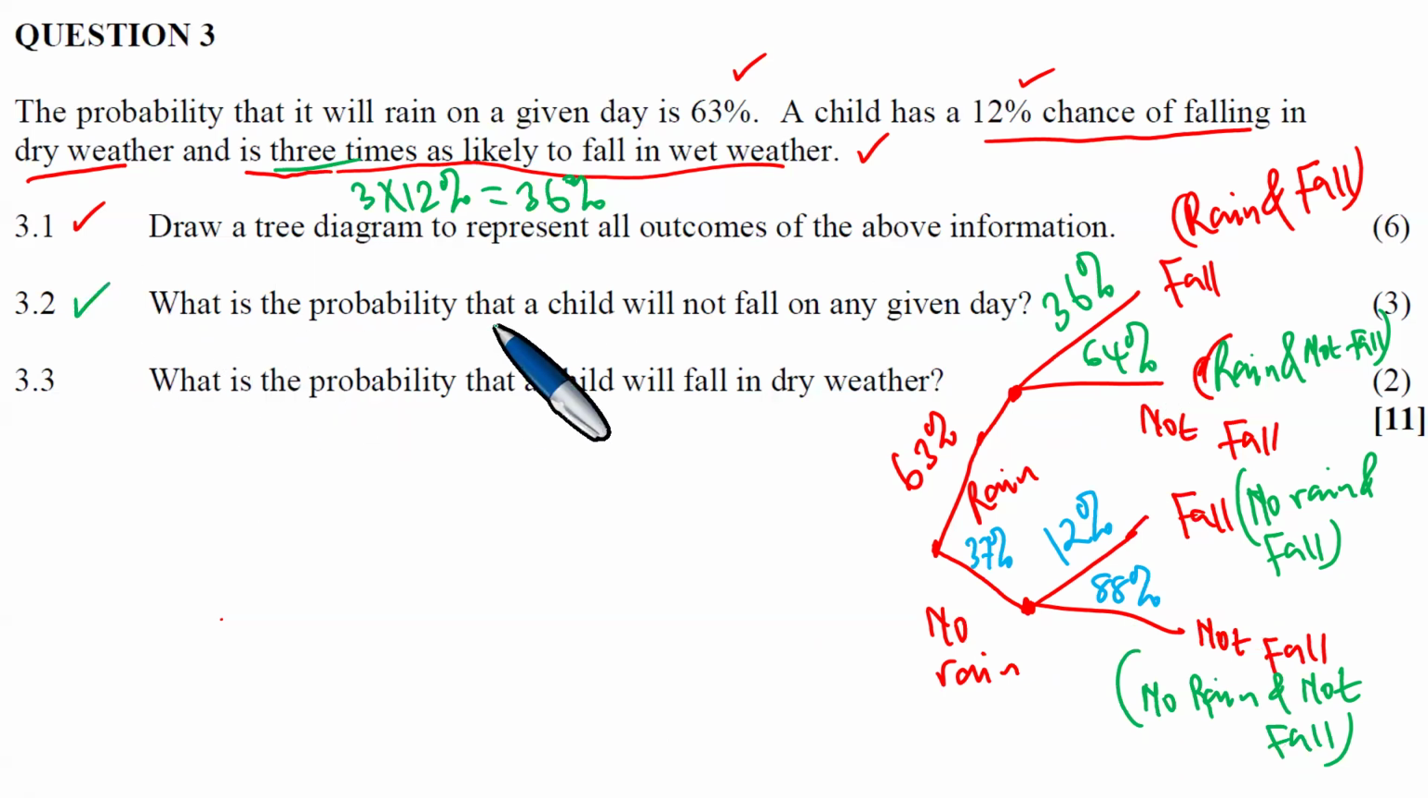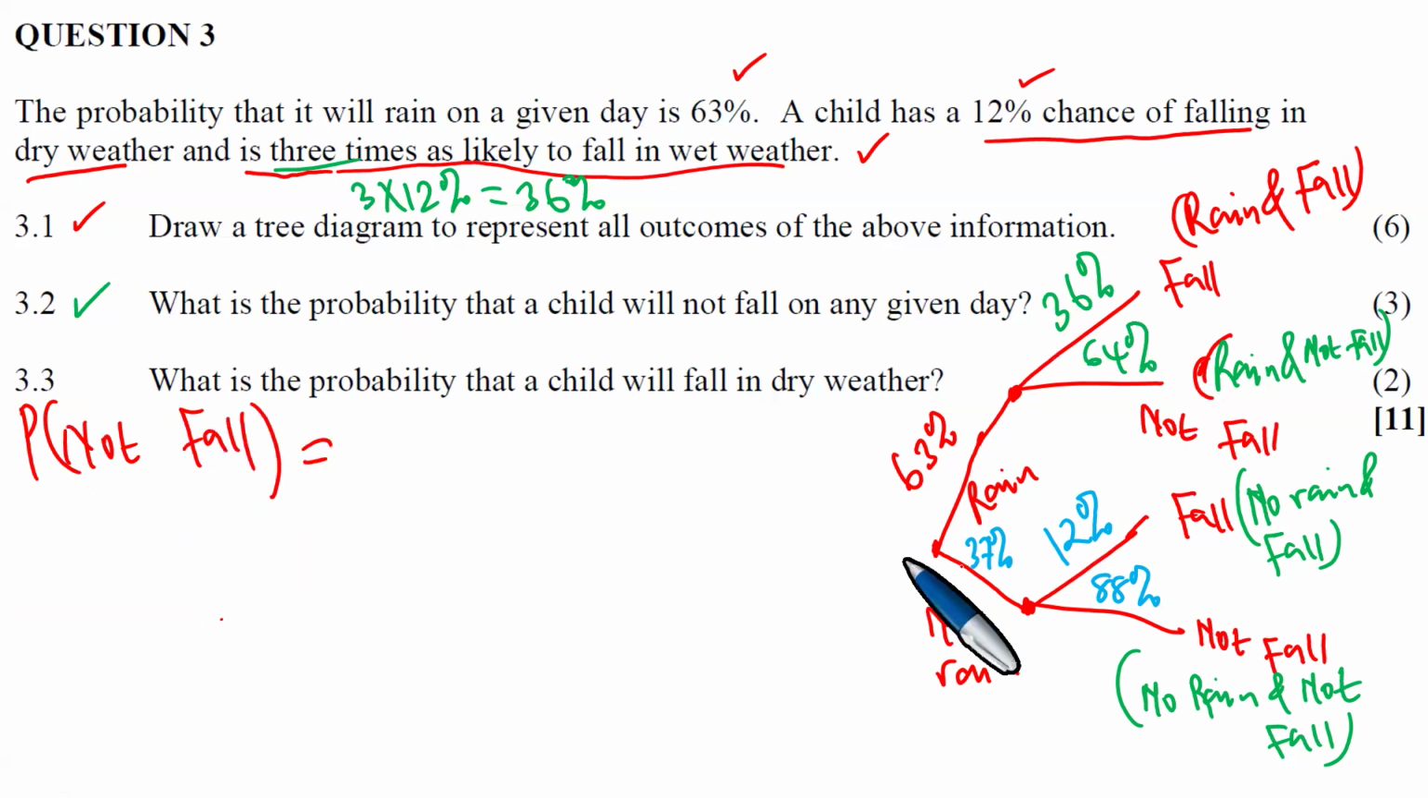3.2. What is the probability that a child will not fall on any given day? On any given day, we're saying the kids are strong and they do not fall. In other words, we are saying the probability that the child does not fall on any given day. Let us check these together. So what do you think that probability is going to be from the tree diagram? Does not fall. Is it not going to be 84 plus 88? I mean, and 64. I don't know.